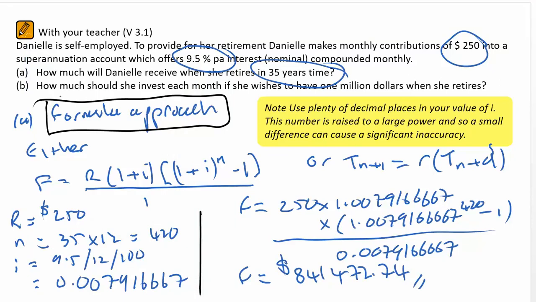In Part B, we discover that she needs to have or wants to have $1 million when she requires. Now clearly, under these conditions, she's going to have to invest more money into her account each month in order to achieve this. Now, the course document tells us that we don't have to do this algebraically, so in a moment I'll be working this through using my TVM solver.